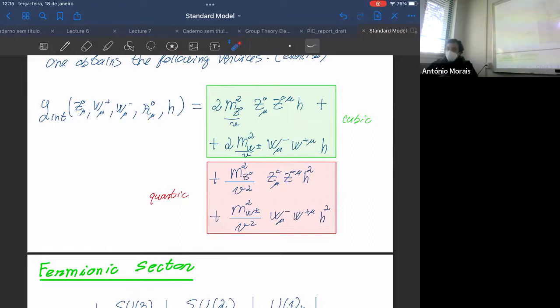But now I have a question for you, just for you to think a little bit. The discovery channel of the Higgs was Higgs into two photons.